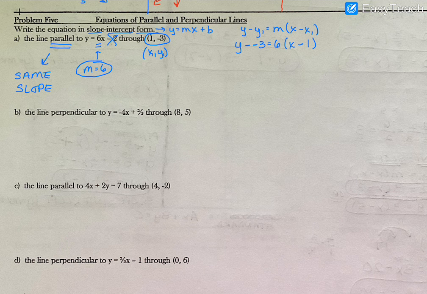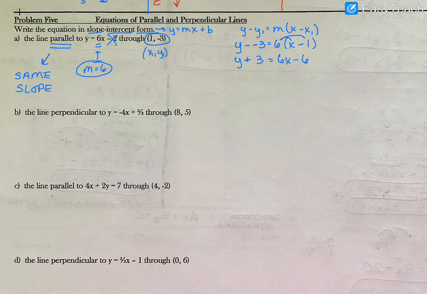Our goal is to get it to slope-intercept form, so y equals mx plus b form. So let's do some cleanup. First of all, don't forget y minus negative 3 is really equivalent to y plus 3. And then on the right, we need to take that 6 and distribute. 6 times x is 6x, minus 6 times 1 is 6.